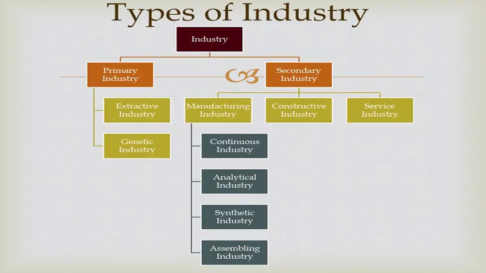It may be of three types: manufacturing industry, constructive industry and service industry. First we will see what manufacturing industry is. In manufacturing industry, raw material is converted into semi-finished goods or finished goods. It may be of four types. First is continuous industry. In continuous industry, raw material is converted into finished goods through more than one process. Examples of continuous industry are the sugar industry, cotton mills, soap making and oil making, etc.